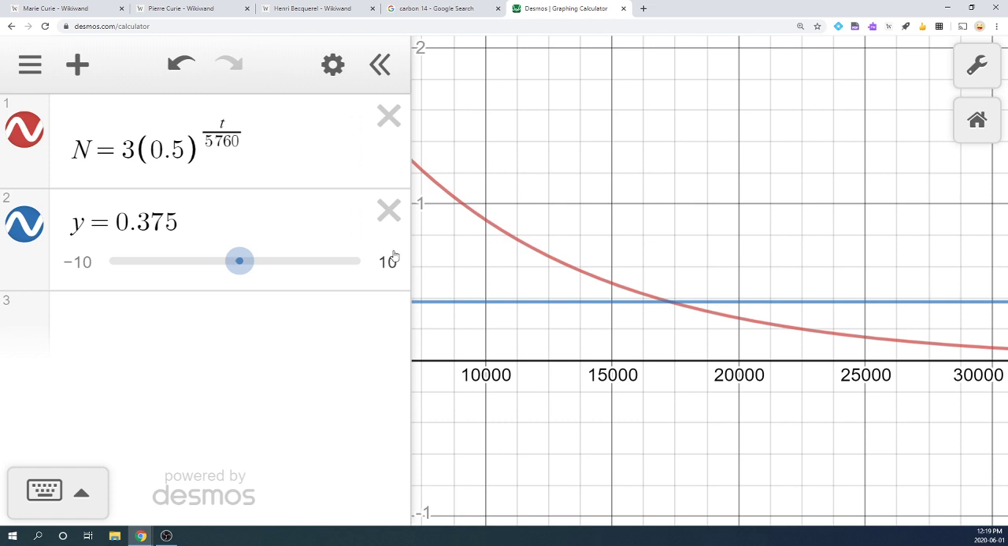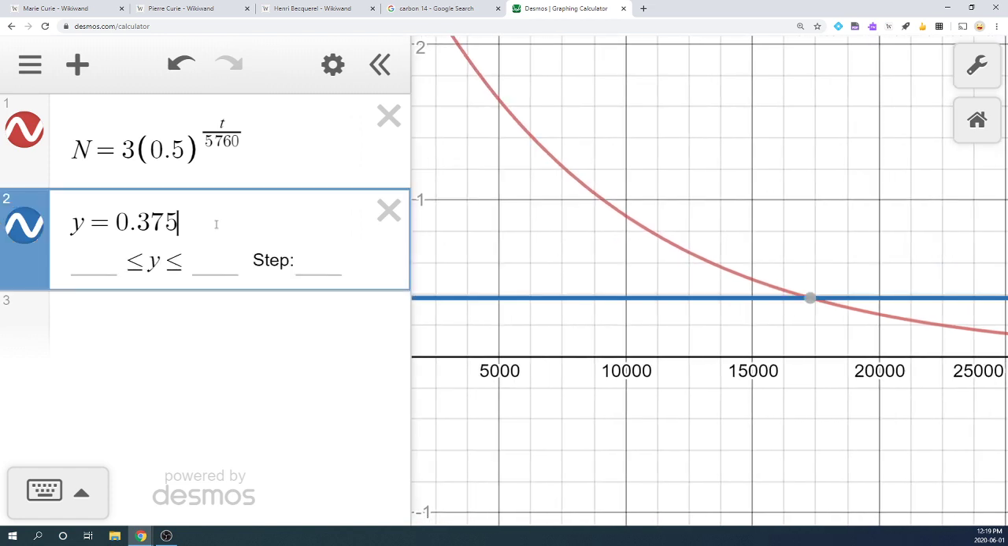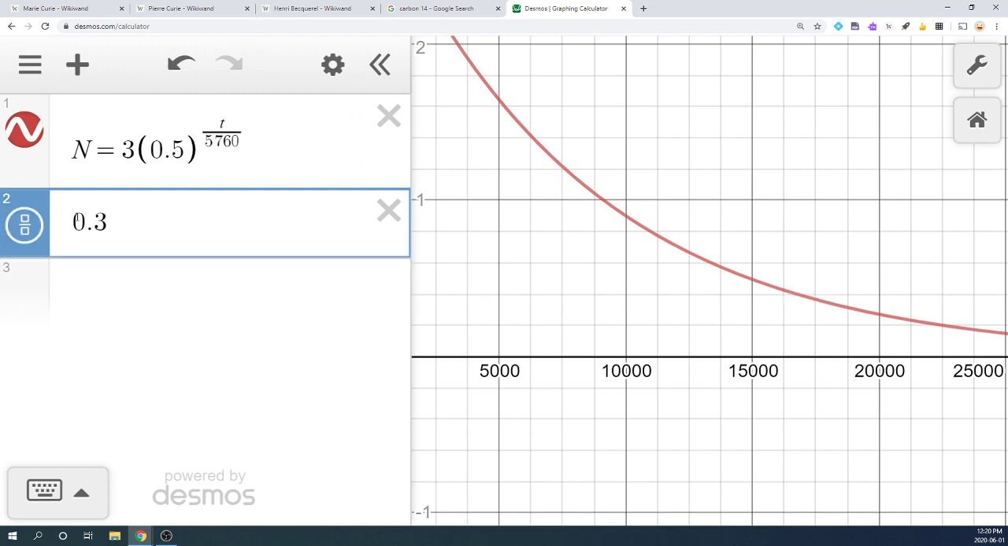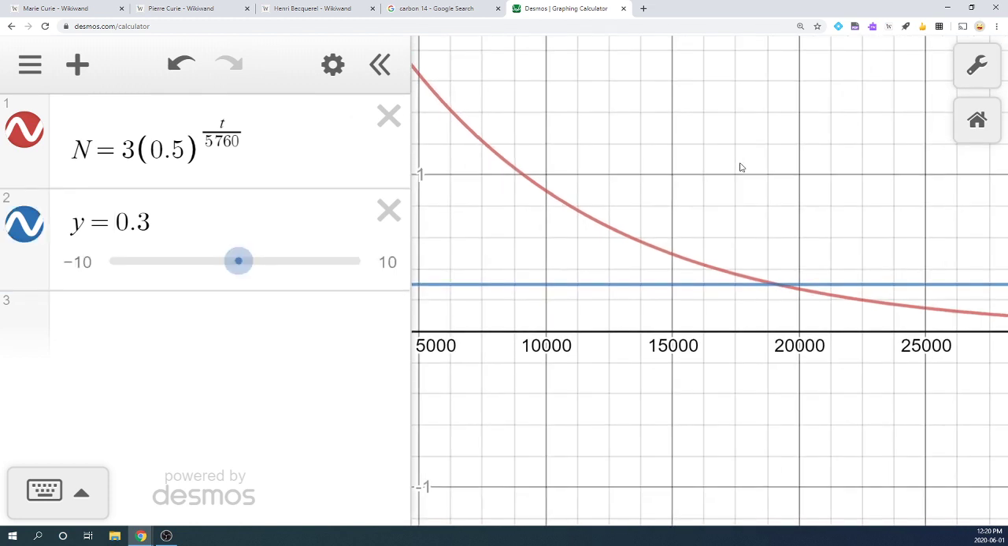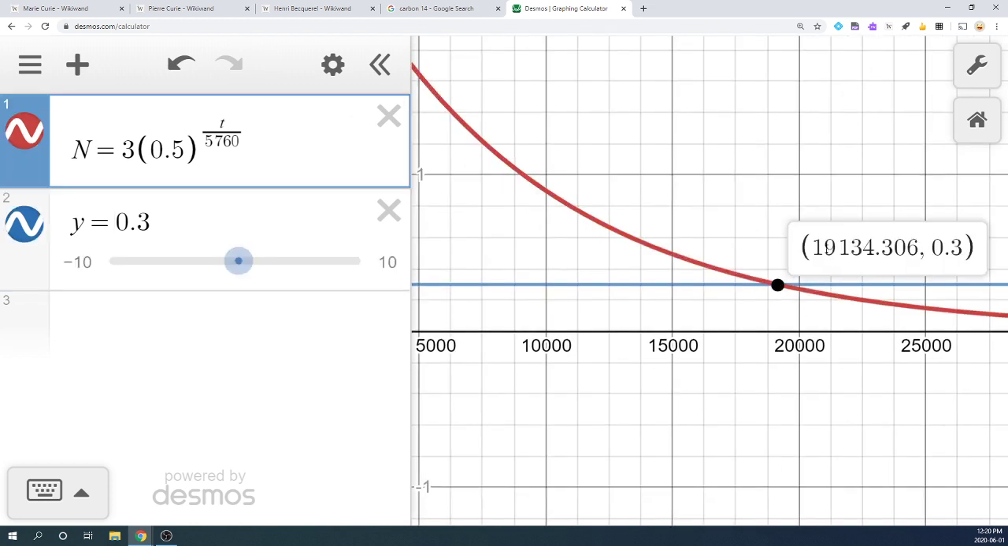The other thing you can do is imagine that you're asked to solve for when there's 10% left. So 10% of the original amount. So what's 10% of 3? Well, that's 0.3. And we're saying, what's the intersection point? You'll notice that this is not a very nice decimal number, and this is how we would look to solve that mathematical equation using graphing methods. So Desmos is your friend in this case.